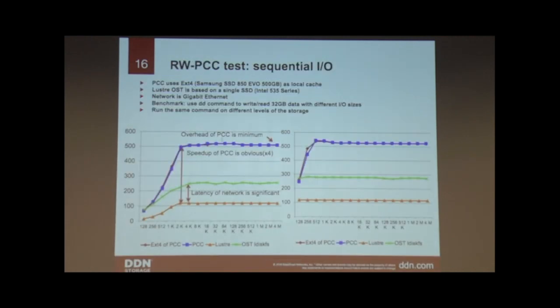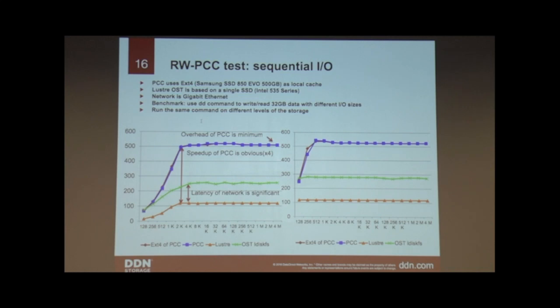This is a benchmark we ran on a very simple configuration. As you can see, we ran sequential read and write on different levels of the system. The orange one is the Lustre performance, and the green one is the OSD, LDiskFS performance. Basically, we mounted the OSD using LDiskFS and ran the same benchmark on the LDiskFS, and we did the same for the PCC and the storage that PCC uses.